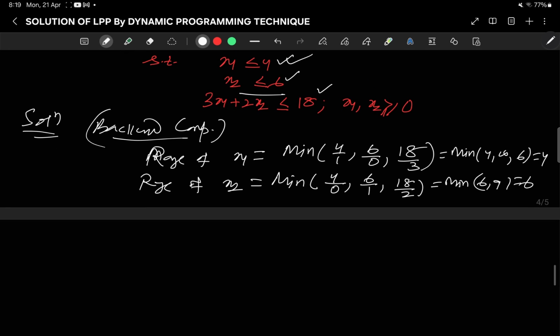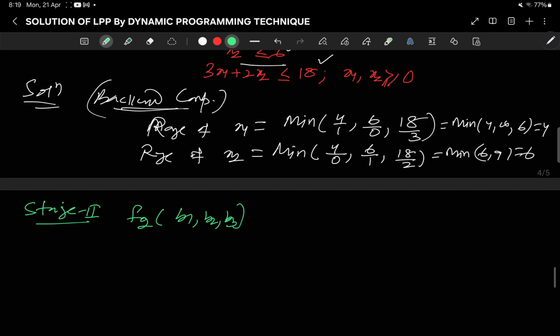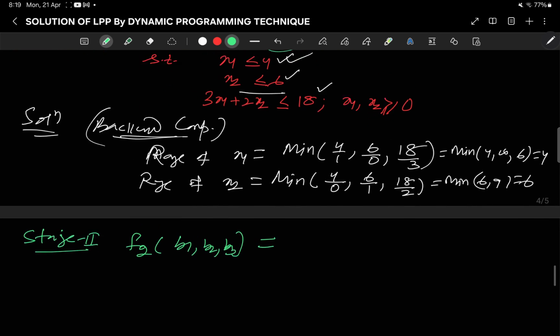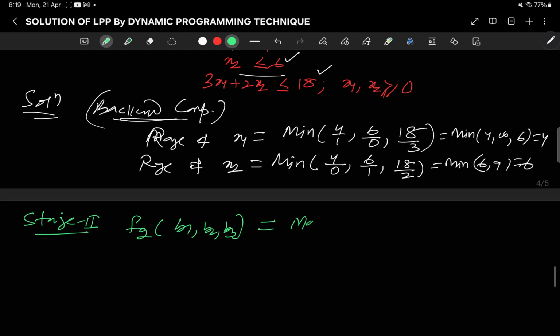Since we are adopting backward computations, at stage 2 first, the last stage, what is my f2, b1, b2, b3? 3 resources, 3 constants. So I have to work with the second variable, that means the maximization of 5 x2 over x2. So this is equal to 5 x2 star.